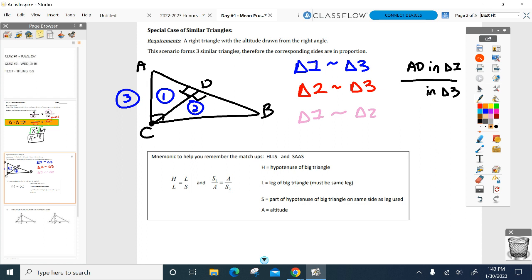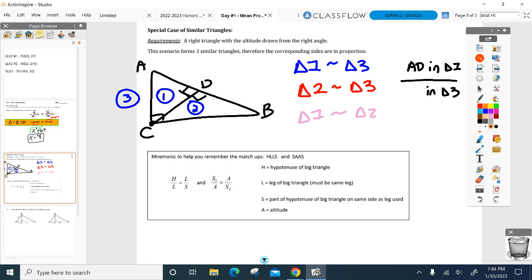AC, CB? Huh? I don't know. Having a tough time? What did AD correspond to, right? Because if I'm going to set up a proportion, I've got to know what sides match up. Having a little tough time? It's okay if you are. It's okay if you don't know if it's AC or CB. You're having a tough time, it's fine.